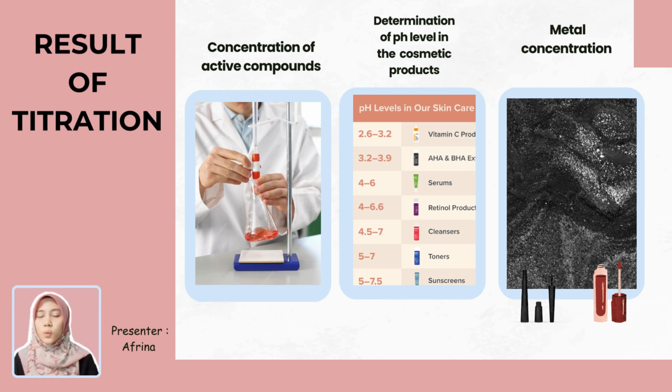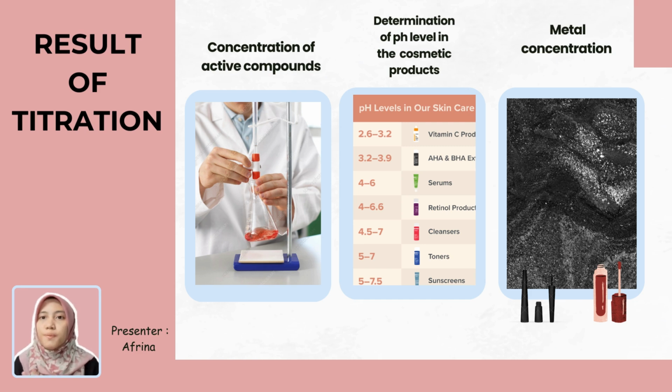This leads to the concentration of active compound, the determination of pH level in cosmetic products, and lastly, metal concentration. In the cosmetic industry, determining the concentration of active compound is really crucial because it ensures product safety and effectiveness. It is how manufacturers verify the level of active ingredient claimed on the product label.